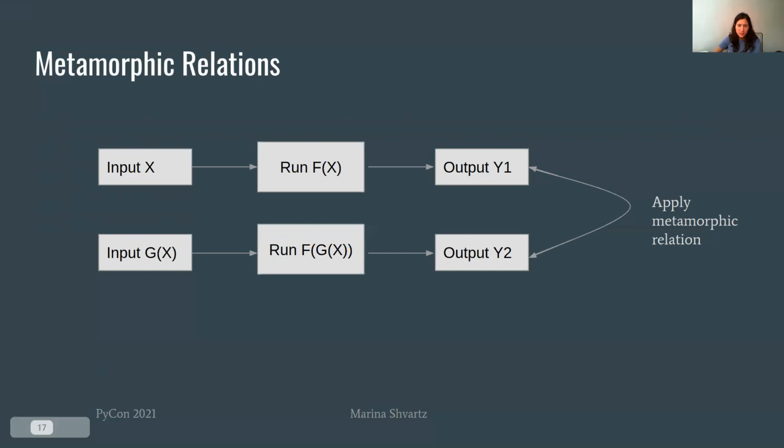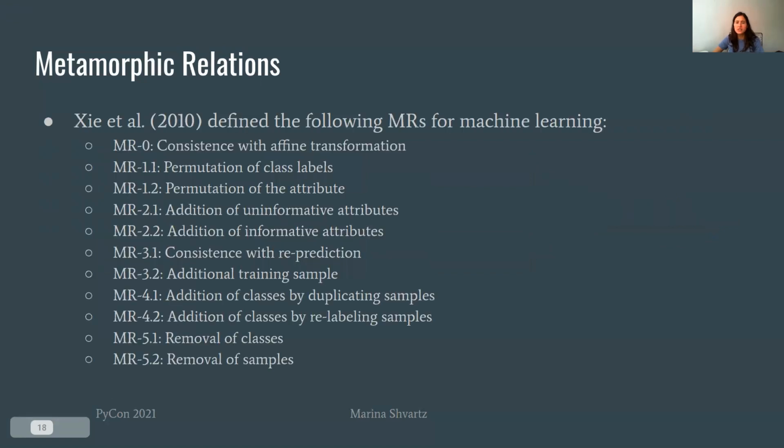To give you some examples of metamorphic relations for machine learning, I use the suggested relations formulated in the paper by Xie et al. for classification algorithms. So for example, what you can use is permutation of class labels, addition of classes by relabeling samples, and removal of classes. In follow-up papers, it has been validated that this approach is really effective in machine learning algorithms, and it improves the quality of the software.